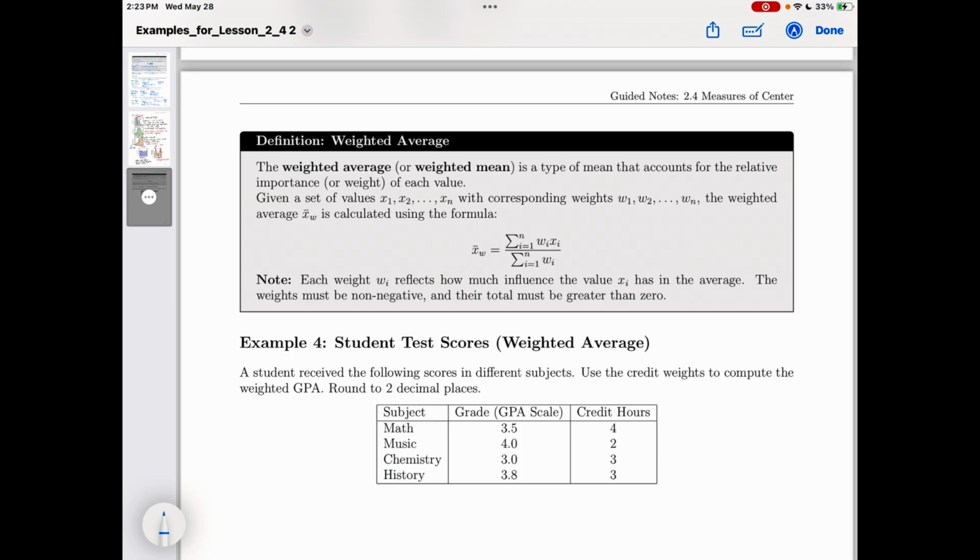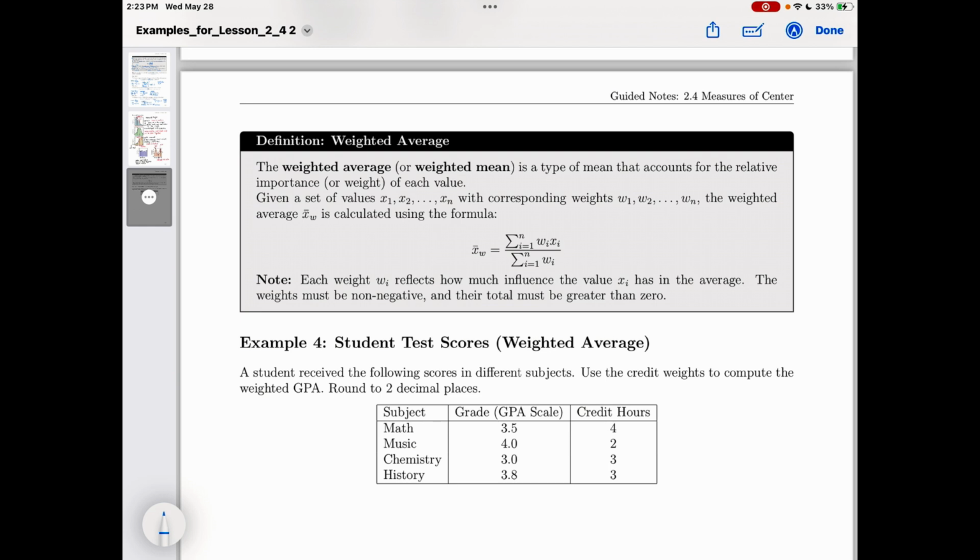So let's move on to the last topic in this lesson called a weighted average. And this can also be called a weighted mean. This is a special kind of average that takes into account how important each value is in the data set. So instead of treating every number equally, a weighted average gives more influence to values that have what we call a higher weight. It's more important. So we're going to start with the definition.